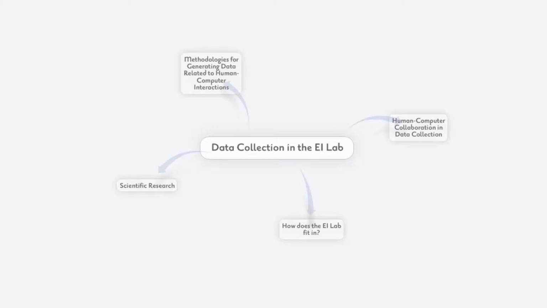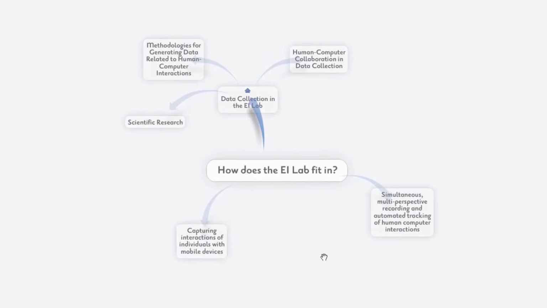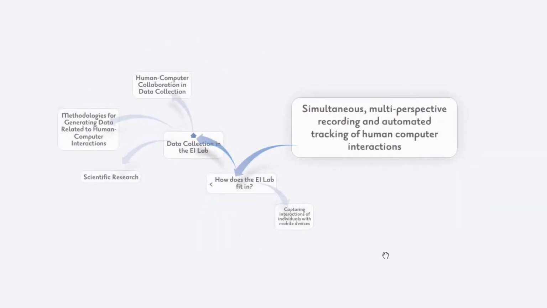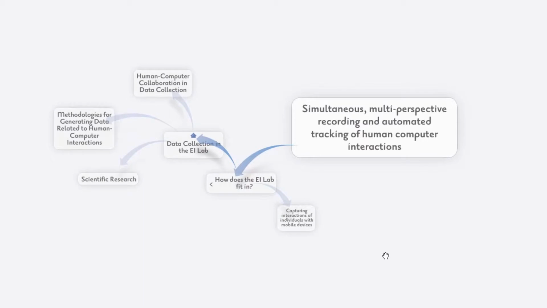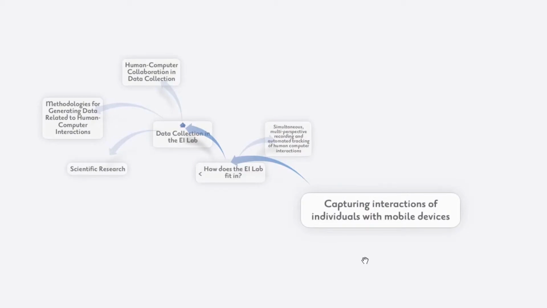The EILAB provides rich support for all three methodologies. However, its current affordances have been optimized for a mixed method approach focusing on simultaneous multi-perspective recording and automated tracking of human-computer interactions, and capturing interactions of individuals with mobile devices, including populations with cognitive challenges or atypical functioning, such as individuals diagnosed with autism spectrum disorder. Let's take a look at these affordances.